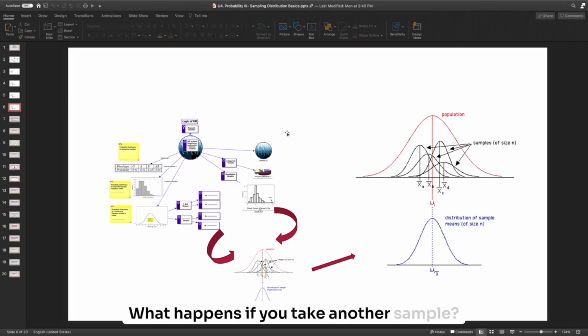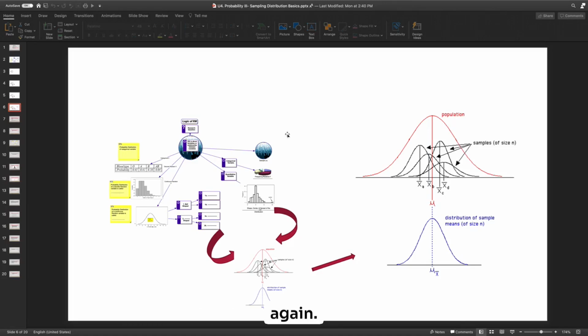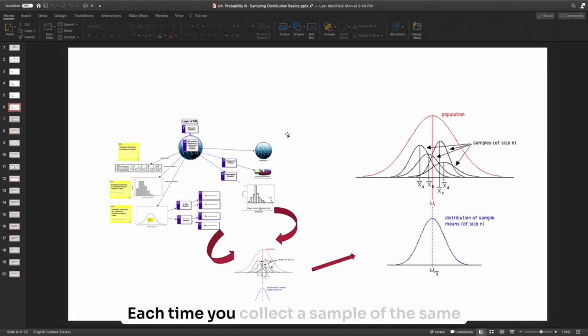What happens if you take another sample? Would it be 6.5 again as the average? Of the same sample size of 100 students, it will change. Let's take another sample of 100 and do it again. Would it be the same as 6.5? It will change. Each time you collect a sample of the same size, the value changes. The standard deviation of that individual sample will also change.